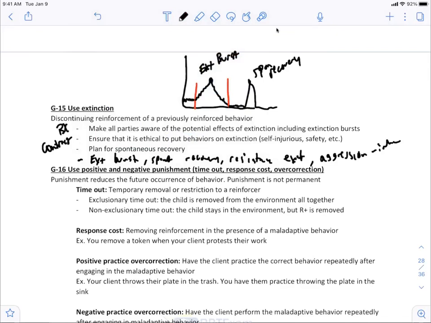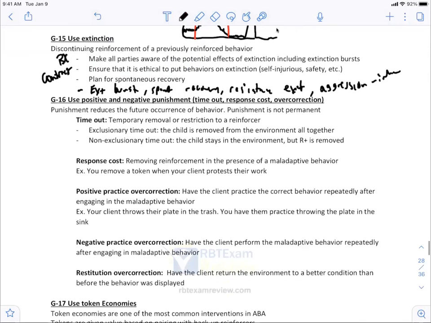Extinction doesn't change just because you're taking a BCBA exam, the same idea. Use positive and negative punishment, just like reinforcement. Okay, what does punishment do? Punishment decreases behavior. Reinforcement increases, punishment decreases. Positive is adding, plus. Negative, removing, minus. All right.